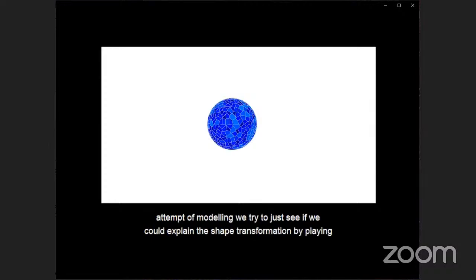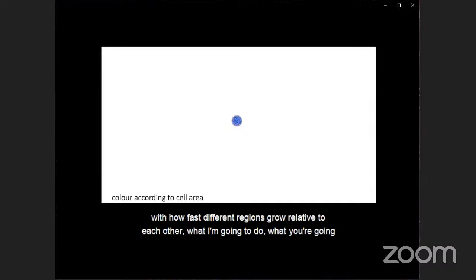So for the first attempt at modeling, we tried to just see if we could explain the shape transformation by playing with how fast different regions grow relative to each other. And what you're going to see here is our sphere growing with different growth rates, particularly higher growth in that magenta region that will form the chin. And I've color-coded the cells according to the area of the cells. So let's see what happens if you try and simulate the growth that way.